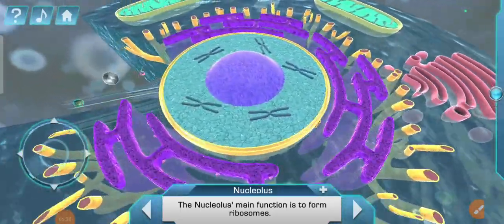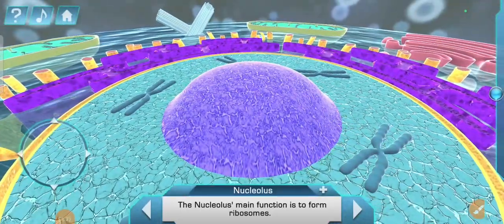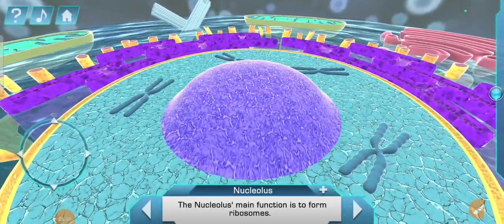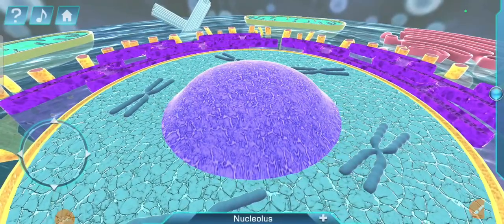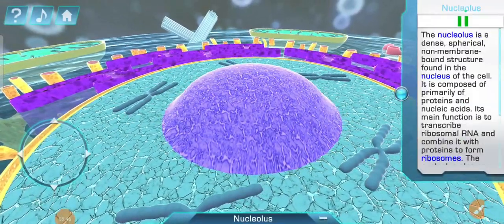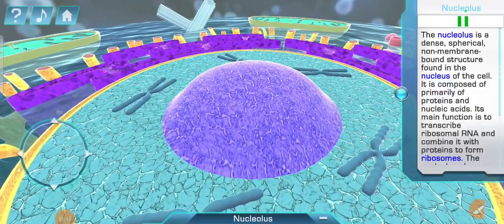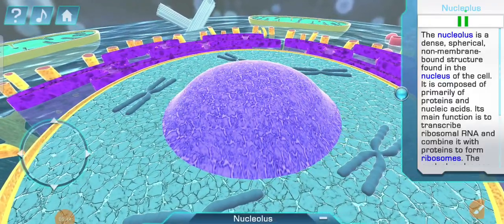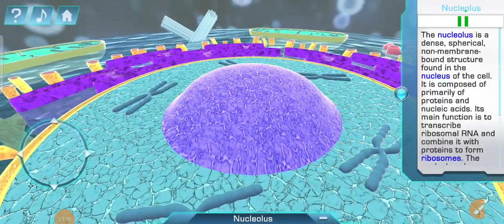The next structure is the nucleolus. The nucleolus' main function is to form ribosomes. The nucleolus is a dense spherical non-membrane-bound structure found in the nucleus of the cell. It is composed primarily of protein and nucleic acid.